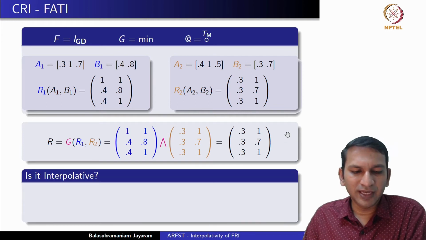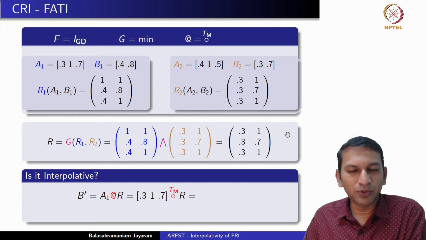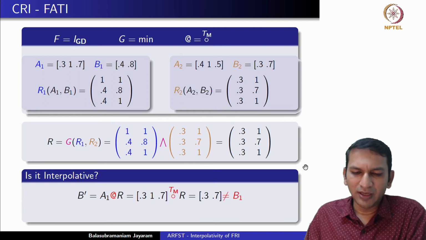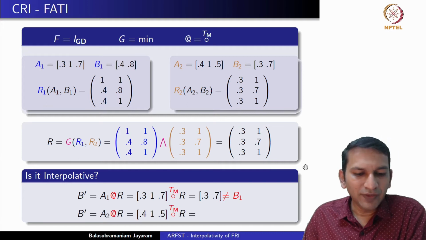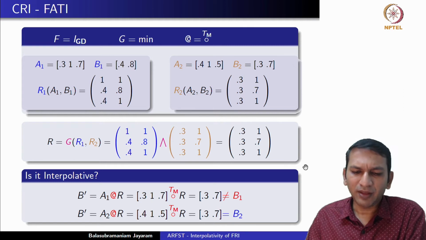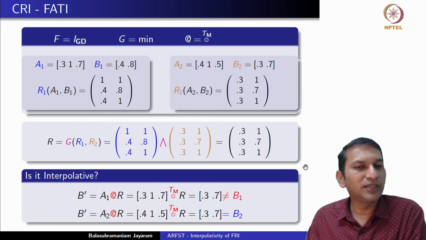Now the question is, is it interpolative? Well, we have seen that if you compose A1 with this relation R using sup-min composition, because we have fixed this as the minimum T-norm, we get 0.3, 0.7, which is not actually equal to B1. However, we have seen that with A2, we are getting the corresponding B2. But what we want is that for every input Ai, we should get the corresponding consequent Bi.